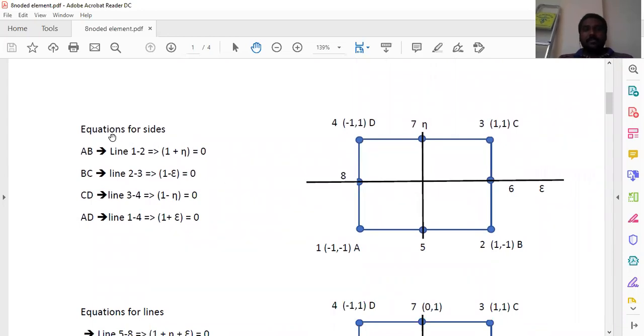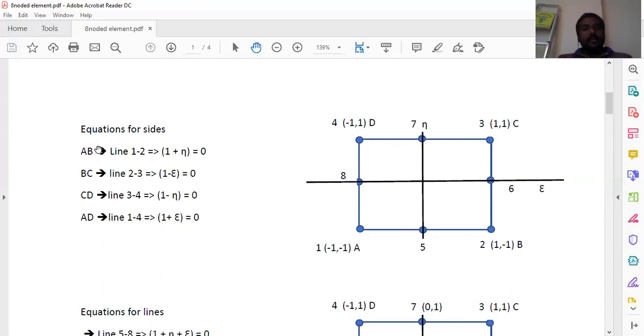Here we have written the equation for the sides. We are considering this as node 1, 2, 3, 4, then 5, 6, 7, 8. And here zeta and eta values are there, meaning this element is in the natural coordinate system. Here node 1 has a coordinate of -1, -1. Node 2 is 1, -1. Node 3 is 1, 1. And node 4 is -1, 1.